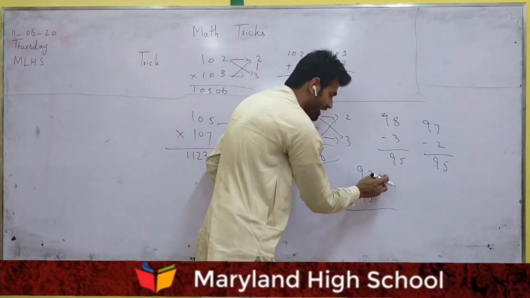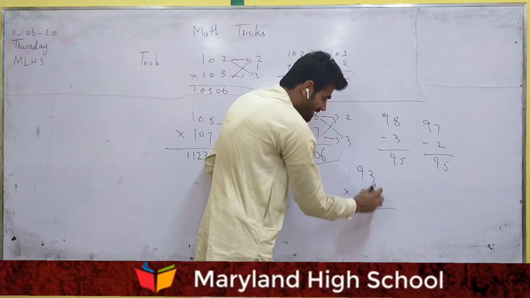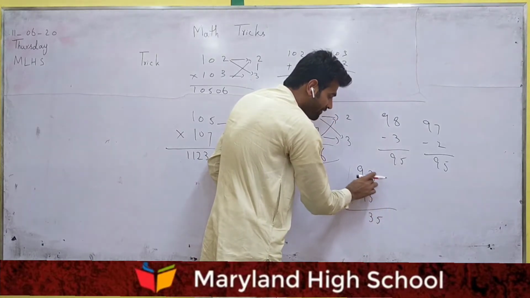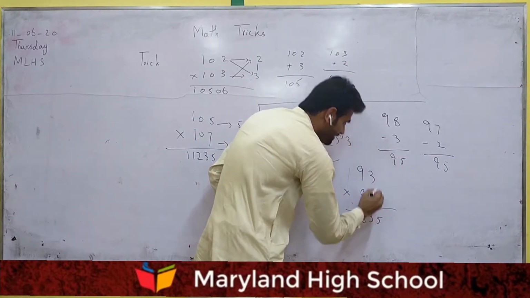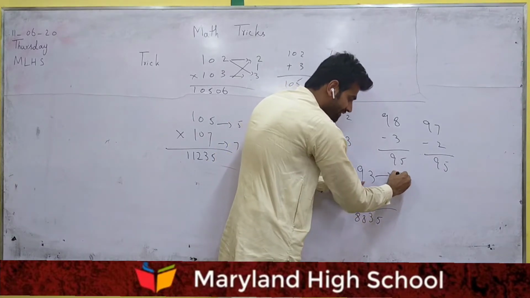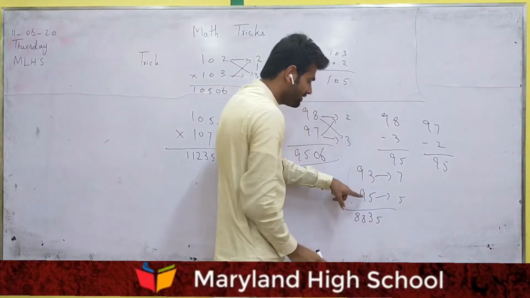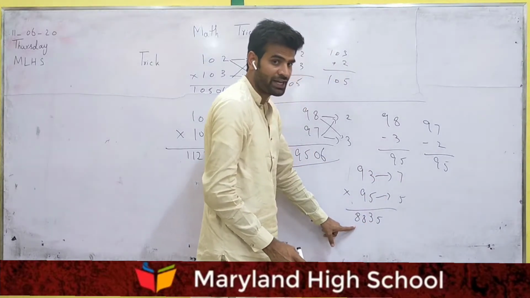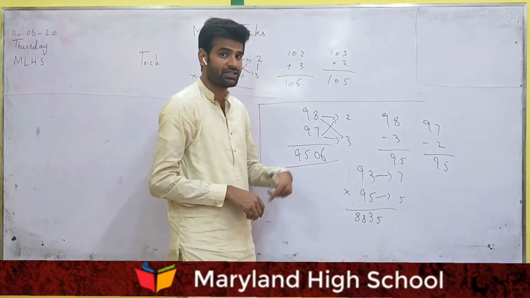93 is 7 less than 100 and 95 is 5 less. Multiply: 7 fives are 35. Then subtract: 95 minus 7 is 88. Or 93 minus 5 is 88. So the answer is 8835. This is the multiplication answer, and this is the trick we use.